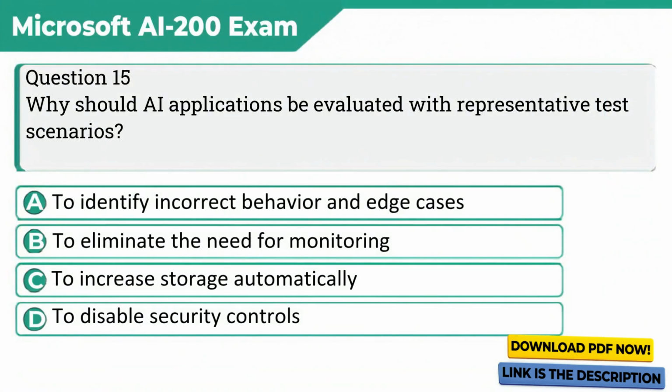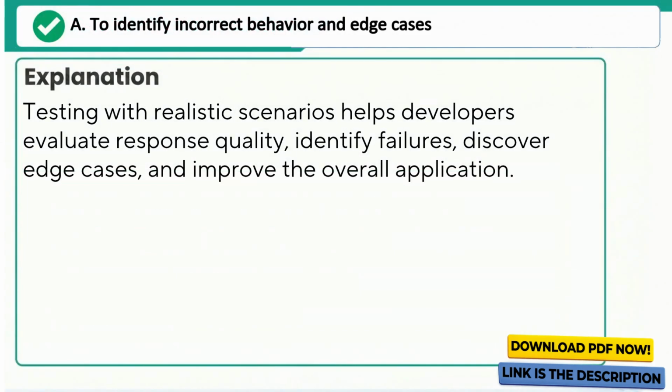Question 15. Why should AI applications be evaluated with representative test scenarios? A. To identify incorrect behavior and edge cases. B. To eliminate the need for monitoring. C. To increase storage automatically. D. To disable security controls. Correct answer. A. To identify incorrect behavior and edge cases. Explanation. Testing with realistic scenarios helps developers evaluate response quality, identify failures, discover edge cases, and improve the overall application.